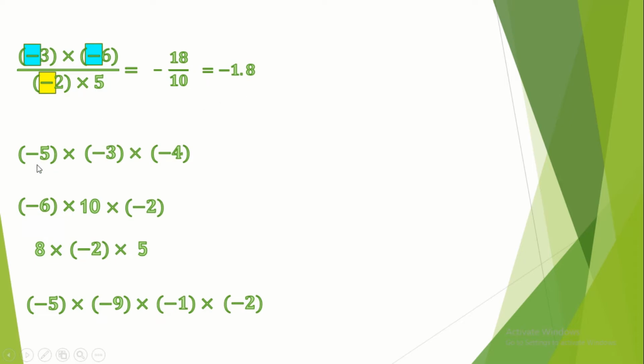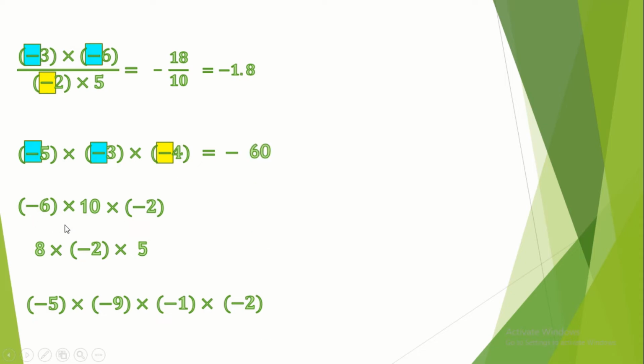Now another example, as you see here, how many minus are we having? They are 3, an odd number, it gives us minus. The first two give us plus. We have another third minus, so it's minus. Now we just multiply the numbers. 5 times 3, 15. 15 times 4 is 60.